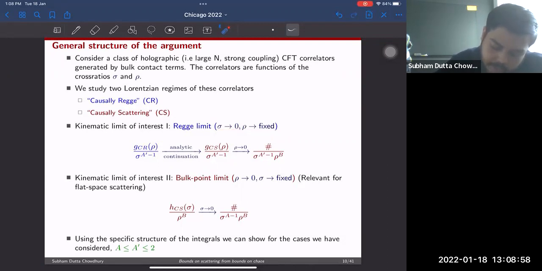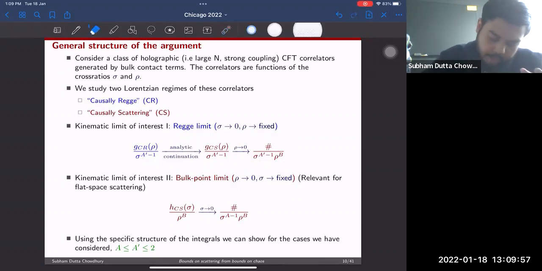We will show that the class of contact terms that we consider have, in this Regge limit, a behavior like this, where G is some function of rho, it has a singularity in sigma, and this power A prime depends on the type of interactions that we are looking at. We will obtain these results on one Lorentzian regime called the causally Regge. We will show that you can analytically continue to this causally scattering sheet, and this exponent doesn't change. Then when you tune the other cross ratio also to 0, you have a singularity in both sigma and rho of this form.